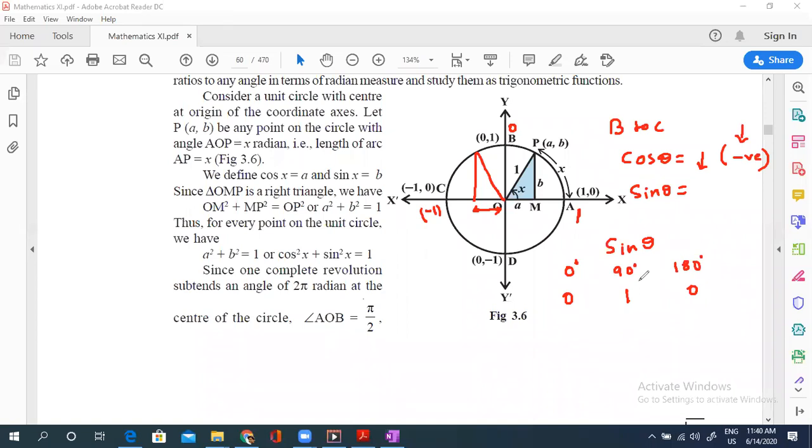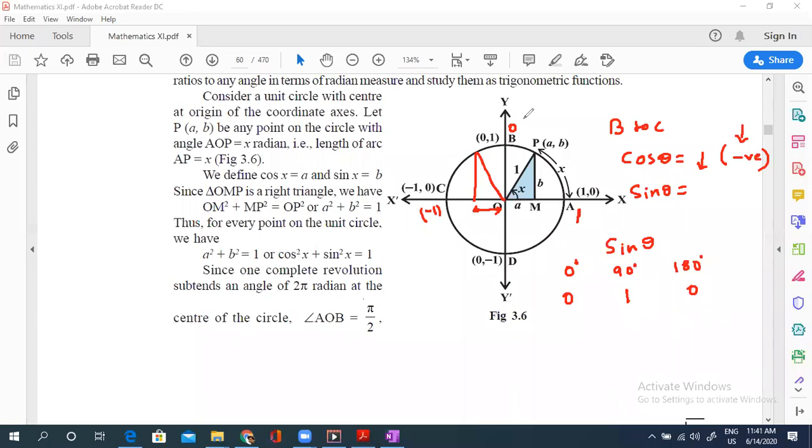But it will be positive from B to C. Yes or no? Got it? Everyone got this concept? Tell me. Yes? Okay. Very good.